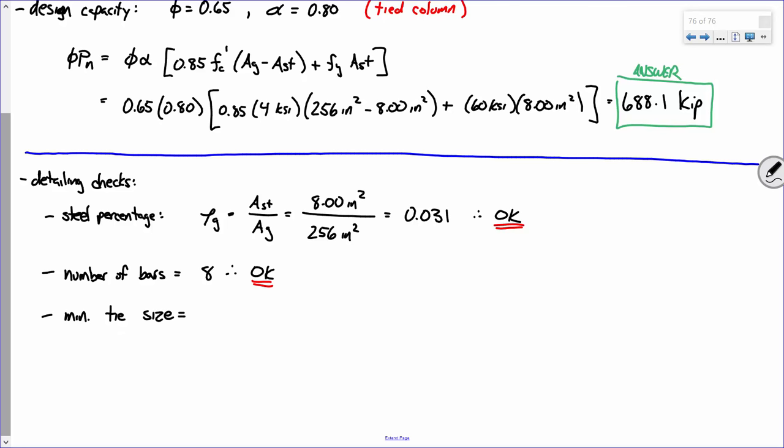I mean, that's one of the things about the handouts. They're literally sequentially going through all this. So what is the minimum tie size for this column? Not the spacing, the size. A number 3. Why is it a number 3? The bars are number 9, so it's a number 3. Are we good here? Yep.